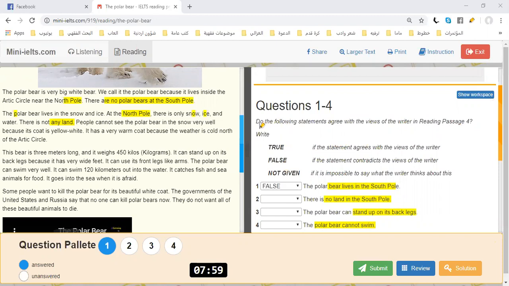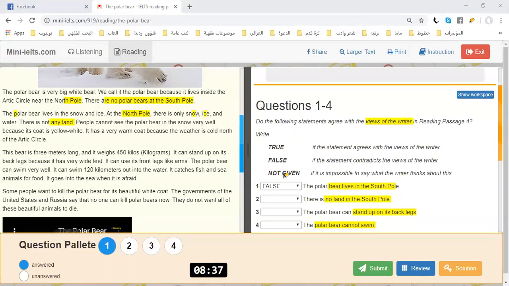Because if we look at the question, do the following statements agree with the views of the writer? When it comes to the views of the writer, the options would be yes, no, not given. If it's talking about information, the answers should be true, false, not given. And here it's information, facts, true, false, not given.